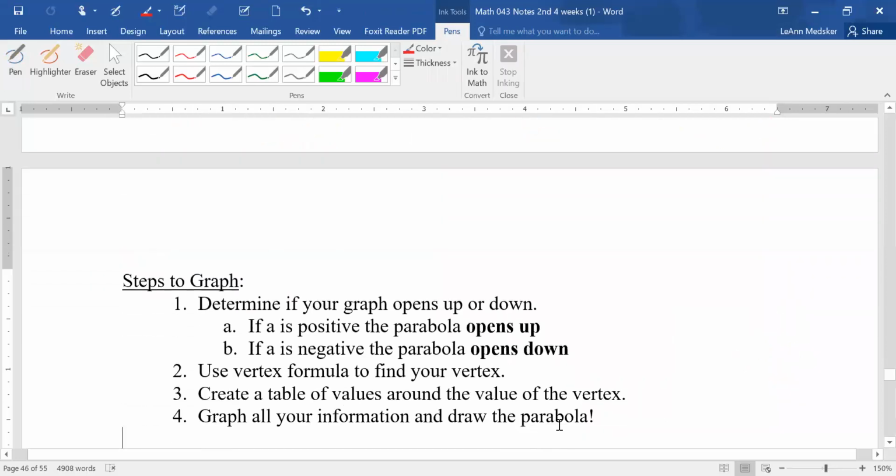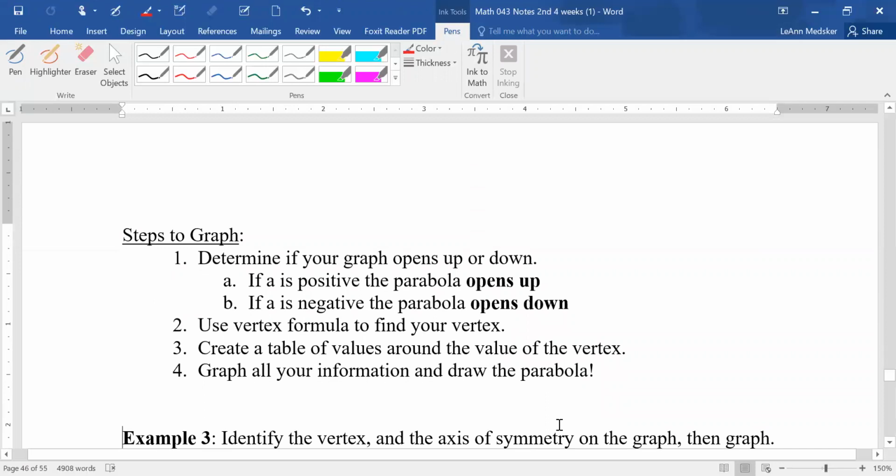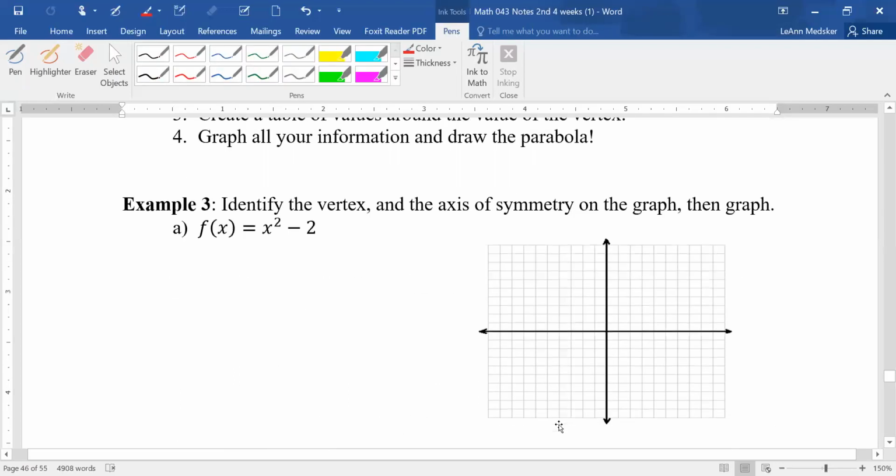Okay, so if you want to graph any parabola that's given to you, the first thing to do is determine if your graph opens up or down. So if the leading coefficient is positive, the parabola will open up like a regular U. If the leading coefficient is negative, your parabola will be upside down, essentially, so it opens down. Use the vertex formula to find your vertex, create the table of values around the value of the vertex, just like we did, graph all your information, and draw the parabola. So we're going to practice some more, just graphing these.